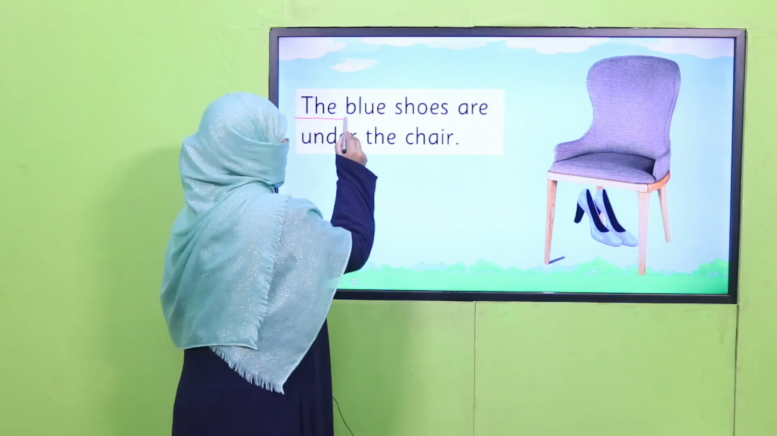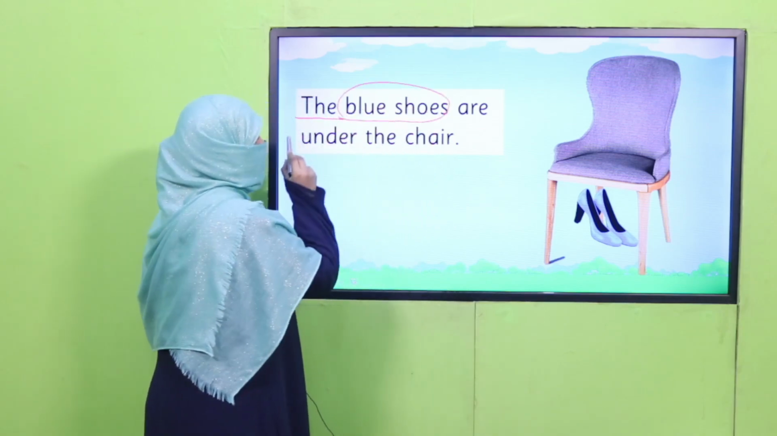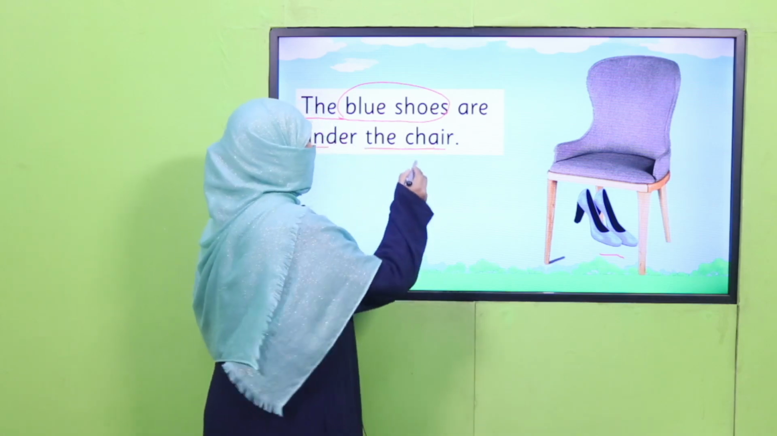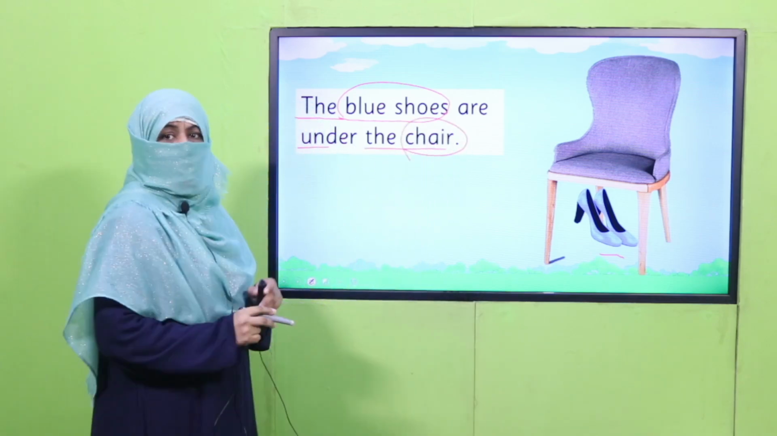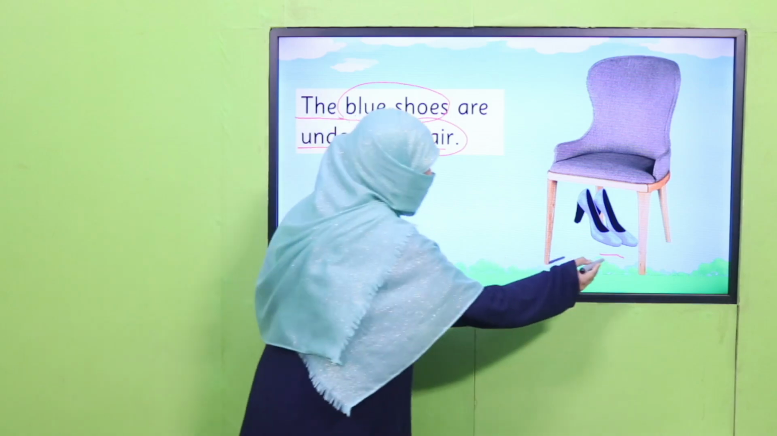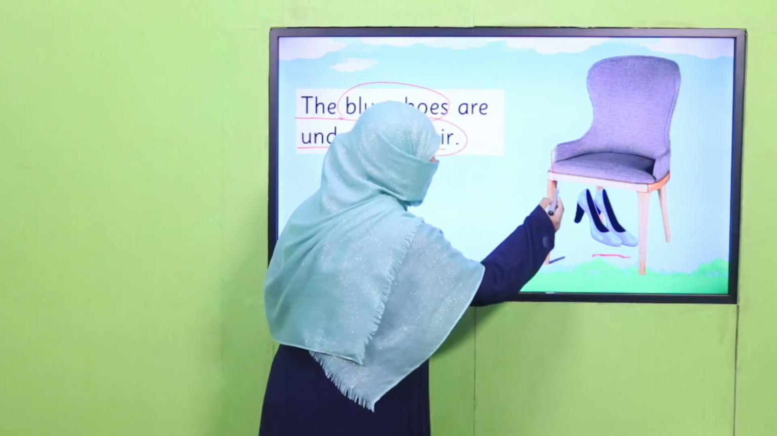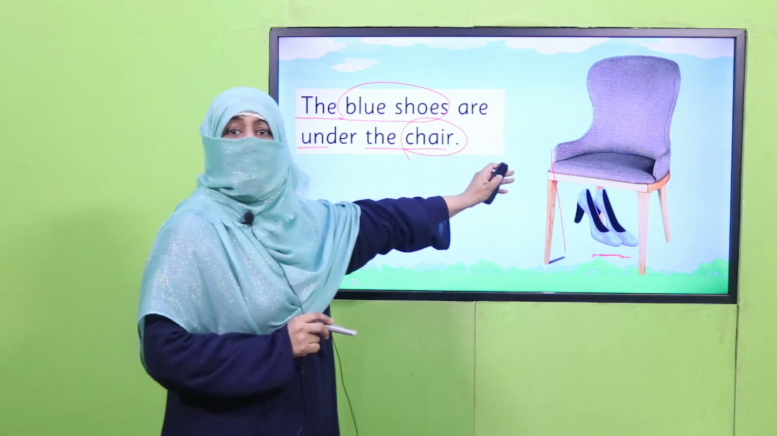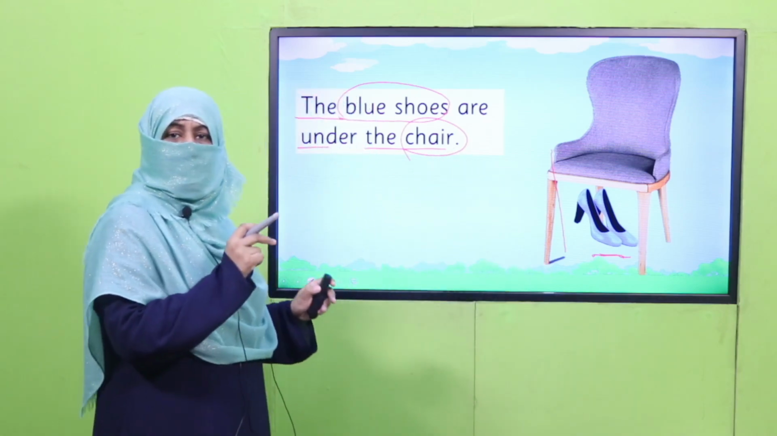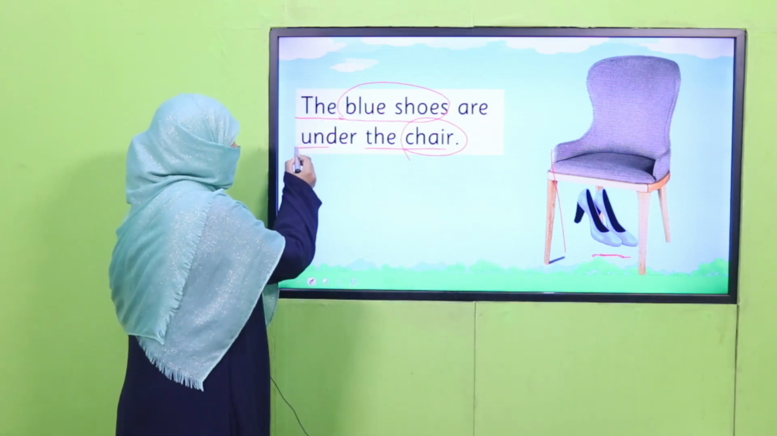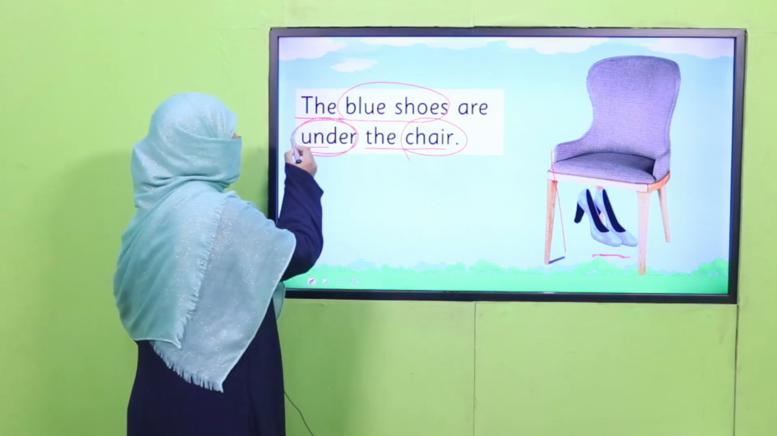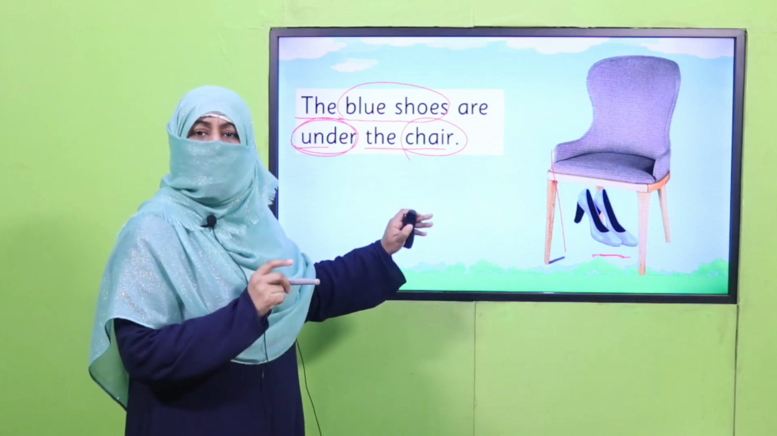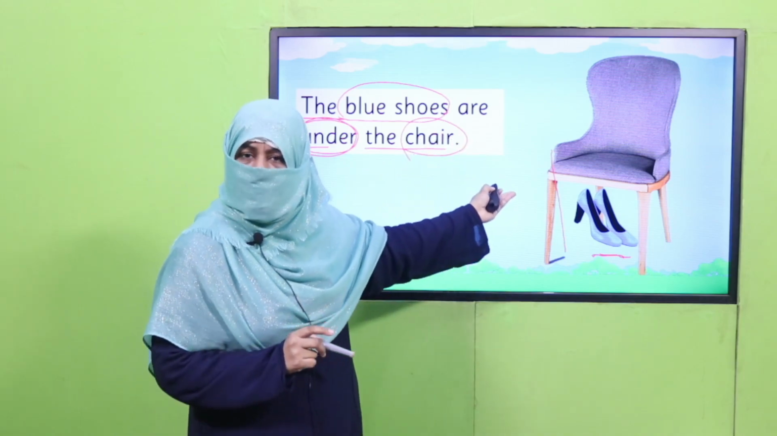The blue shoes. Now, we know blue shoes is a naming word for a thing, are under the chair. Chair is also a naming word of a thing. So, what their relation is? Shoes are placed under the table, under the chair, sorry. There is a chair and blue shoes are under the chair. So, this word under is showing the position of shoes, the location of shoes in accordance with the chair.